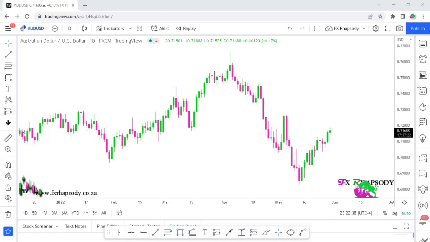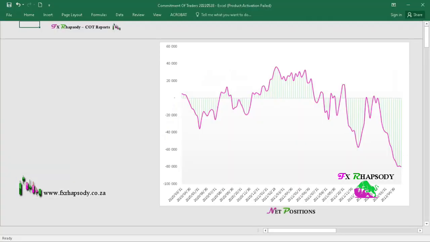Today we're going to be looking at two more pairs for analysis. It's going to be the Australian dollar, USD dollar, and then the British pound and Australian dollar. We're going to be using the COT reports.